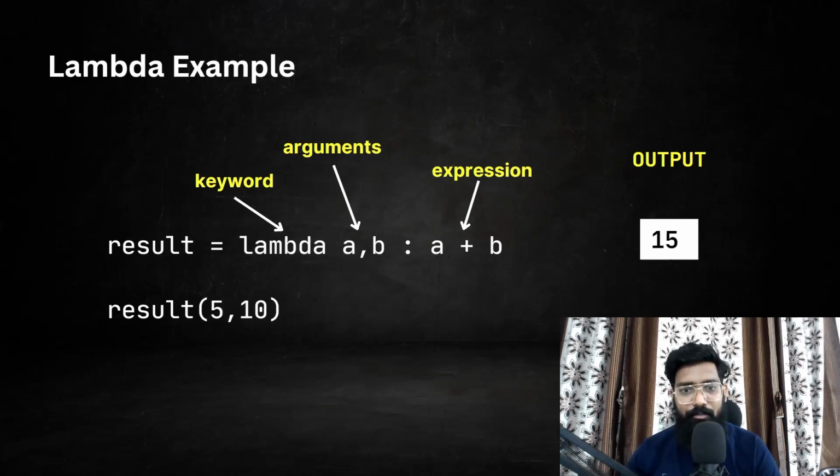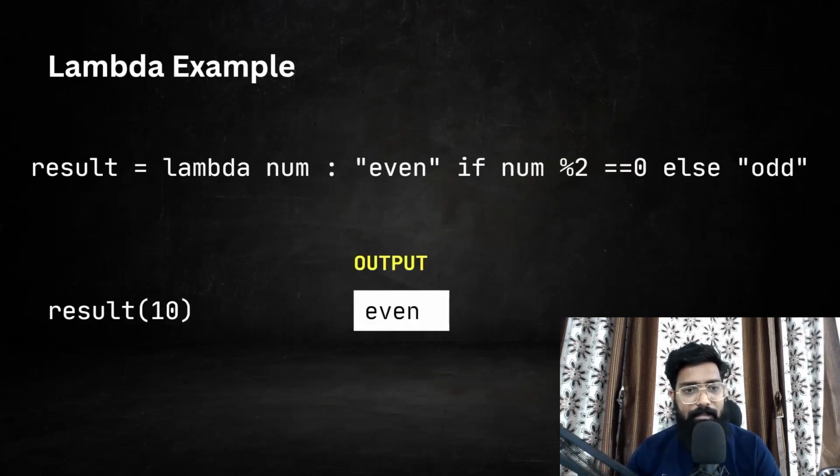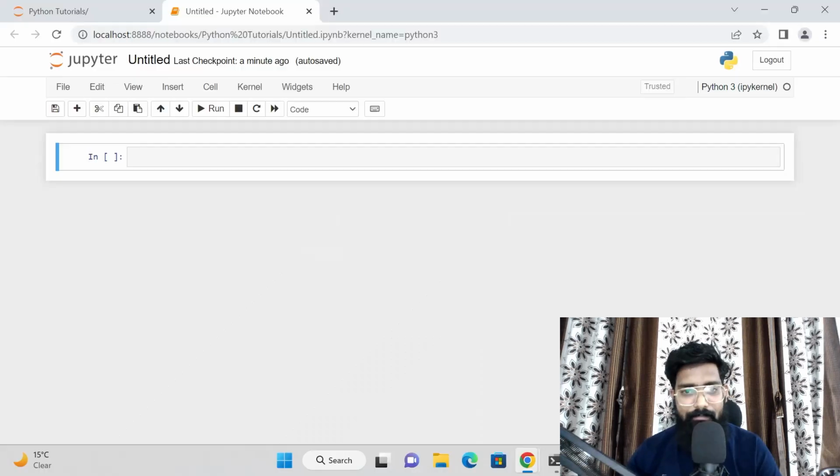Similarly, we can use a conditional statement in a lambda function as well. Result equal to lambda num colon, we are validating whether the number is even or odd. So if num mod 2 is equivalent to 0, the if block is true, then it will print even. If else, then it will print odd. Here we are passing 10 as the argument, so it is going to print even. Let's see this practically.